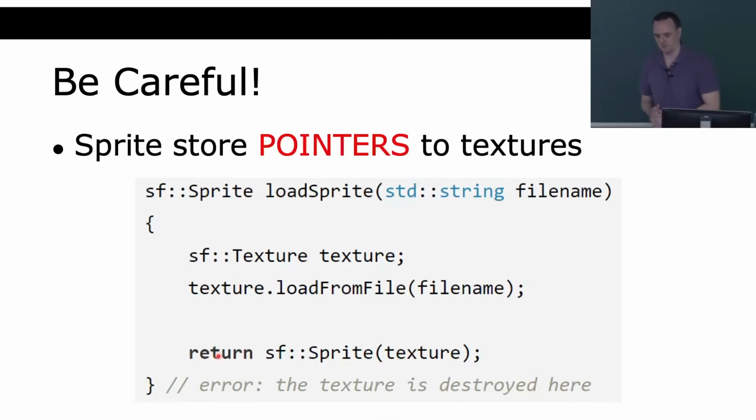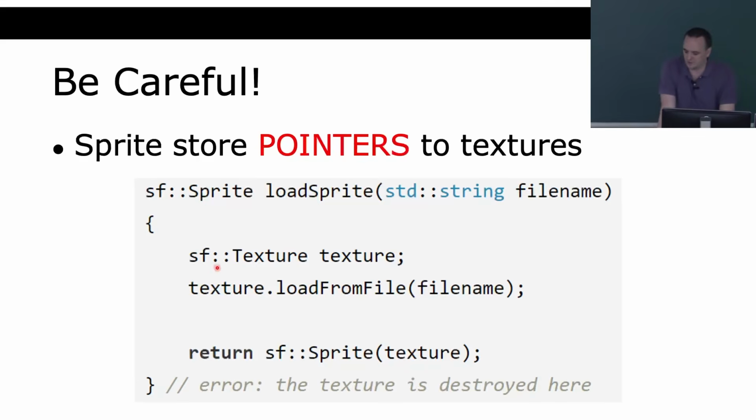But be careful. Sprites store pointers to textures. So when I mentioned before about the lifetime of assets, those matter a lot. And here's the example why. Let's say I want to load a new sprite from a file name. So with this function, I'm going to pass in Mario and give it mario.png. This function is going to fail spectacularly. It looks right. Theoretically, it is kind of right. But why doesn't it work?